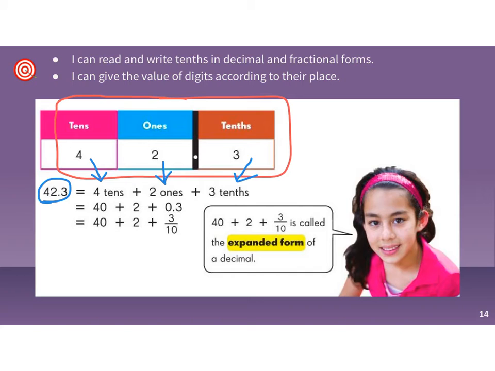If I have 4 tens, I've got 40. If I have 2 ones, that has a value of 2. And if I have 3/10, that has a value of 0.3. This bottom row shows those same values. So this number, 42.3, is now written in expanded form. Expanded form is expanding a number out by taking each of its digits and showing their value.